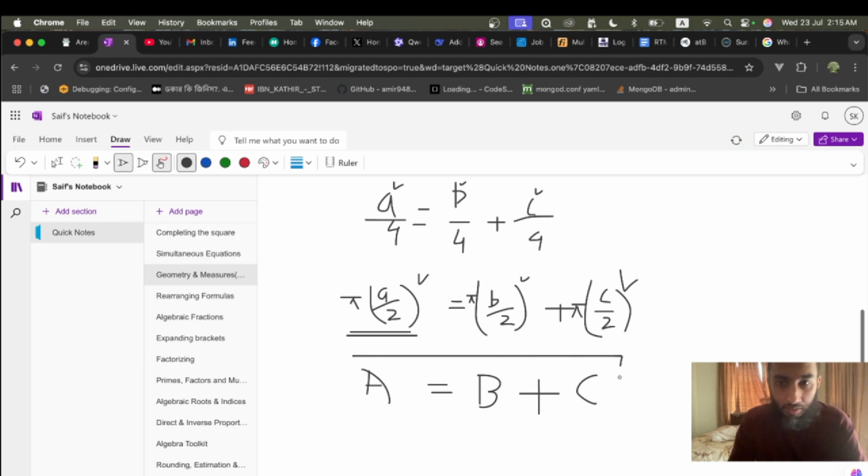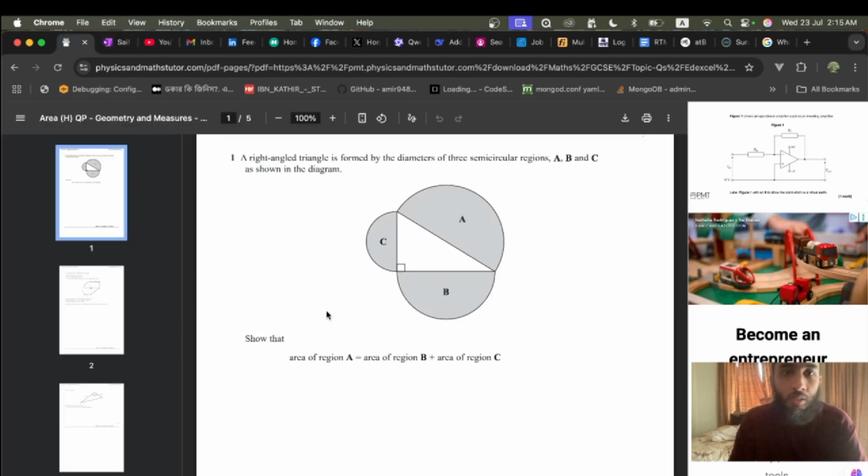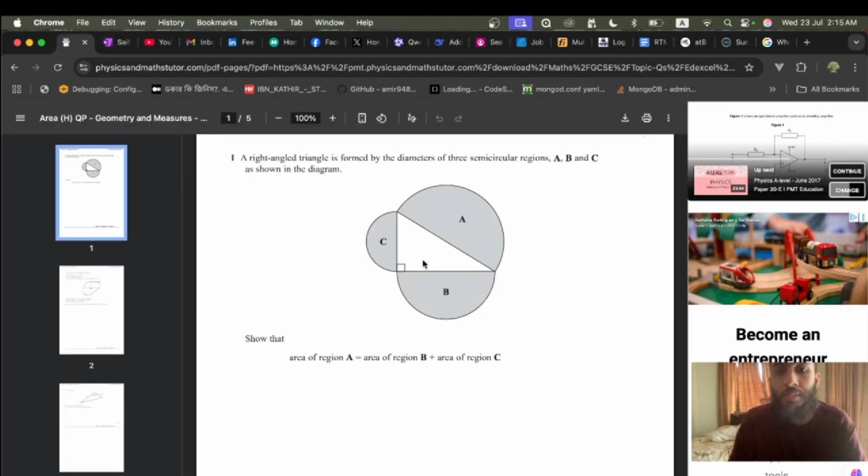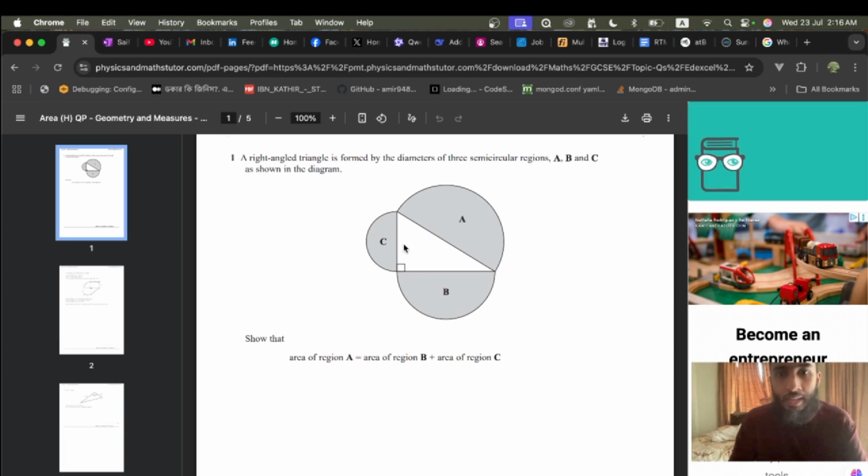So we can prove that the area of region A equals the area of region B plus the area of region C. This is how you can solve this problem using the Pythagorean formula and the formula of the circle. Because these are semicircles, we can use the formula of circles.